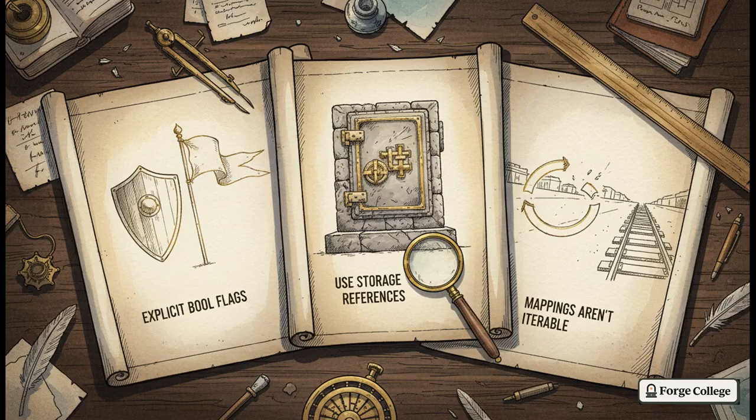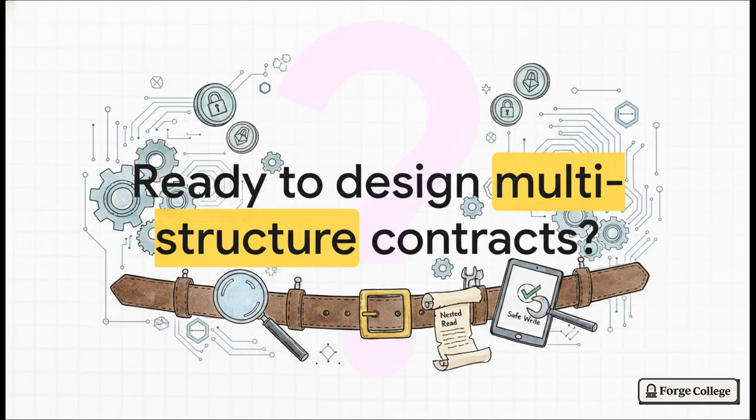If you ever need to count or list entries, you're going to need to design a parallel array to keep track of those keys. Now you have these incredibly robust debugging tools securely fastened right there in your developer utility belt. You know exactly how to safely read from nested mappings, and now you know how to safely write and update them without falling into those super common memory or default value traps. So are you ready to design multi-structure contracts?